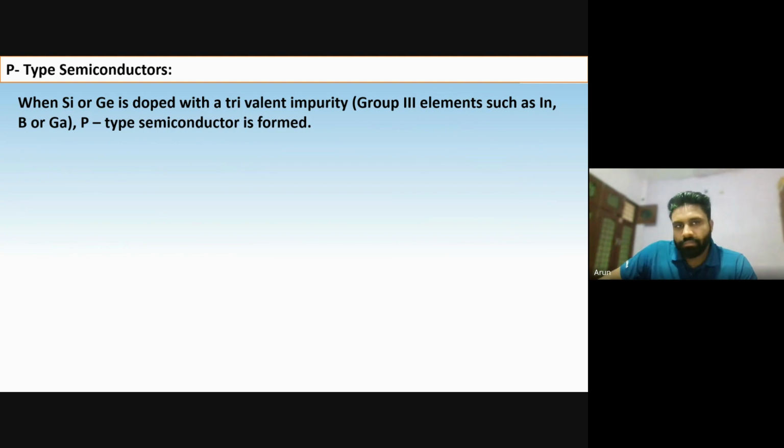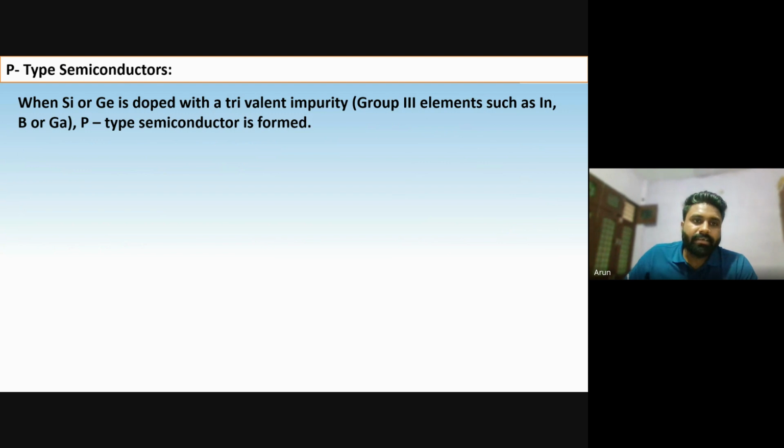Now, what are p-type semiconductors? They are formed when the dopant has been changed. In the previous one, what kind of dopant were we using? We were using a pentavalent dopant, which has one excess electron. Now, in a p-type semiconductor, the majority charge carriers are the holes, positive charge carriers. The dopants that we use are trivalent impurities, which have a lesser number of valence electrons.